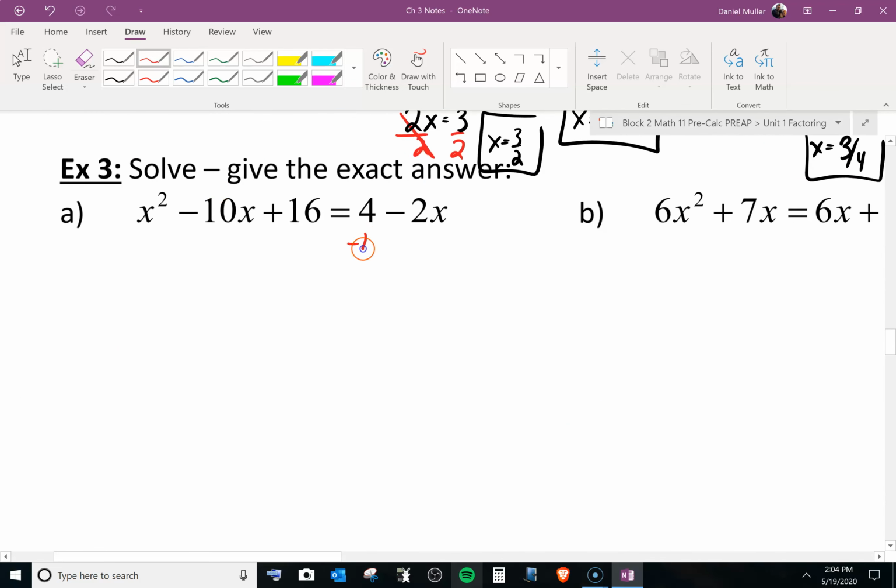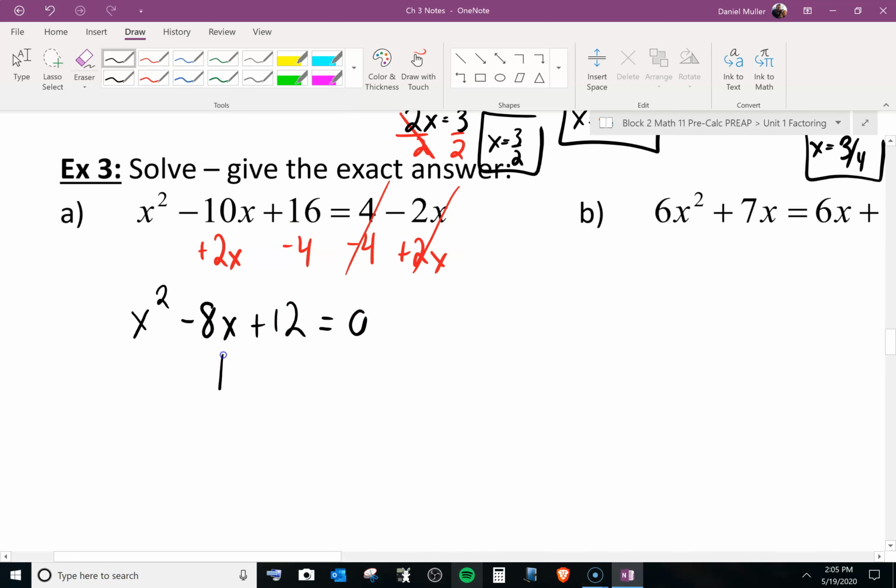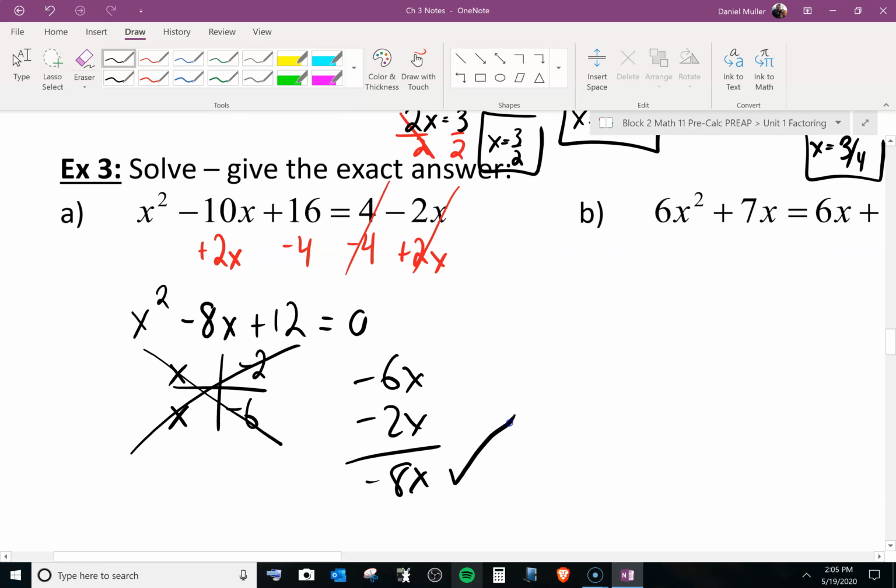I'm going to move this stuff over. So I'm going to minus the 4. And I'm going to add the 2x. And I want to bring it over to the left because that keeps my x squared positive. So x squared, what is that, minus 8x? 16 minus 4 is 12. So x, 12, what, 6 and 2? Make them both negative. Then I've got negative 6x and negative 2x. If I add them, I get negative 8x, which is what I want.